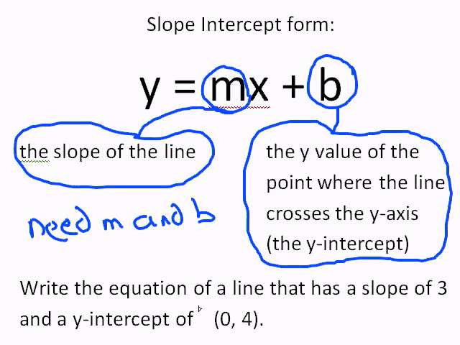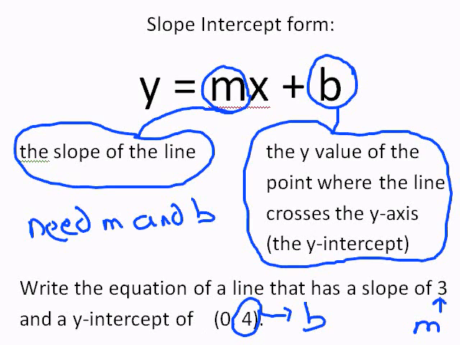Let's read back the question. Write the equation of a line that has a slope of 3. Well, if the slope is 3 and m stands for the slope of the line, that means that the m value of our equation of our line is going to be 3. The question also tells us that the y-intercept is (0, 4). Well, the b value is the y value of the point where the line crosses the y-axis, or the y-intercept. The y value is 4, which means that our b is 4.